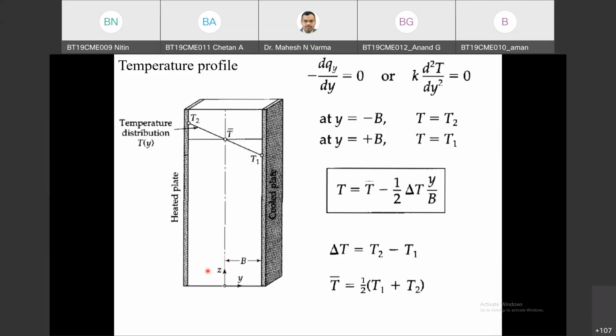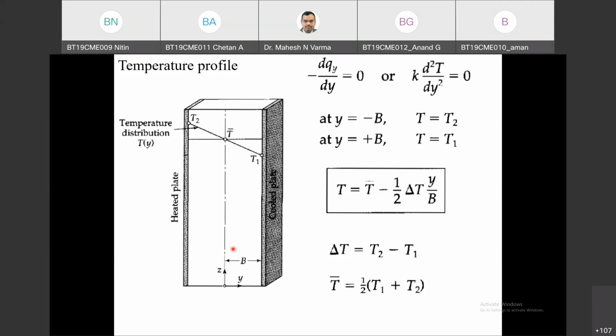That is the first reason. The second reason is that the whole flow is enclosed in a rectangular box, so the magnitude of velocity will be smaller. Hence, we are assuming that conduction will be dominant over convection. This is a very special case.